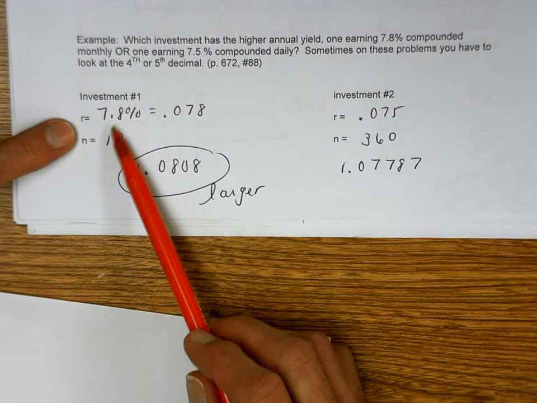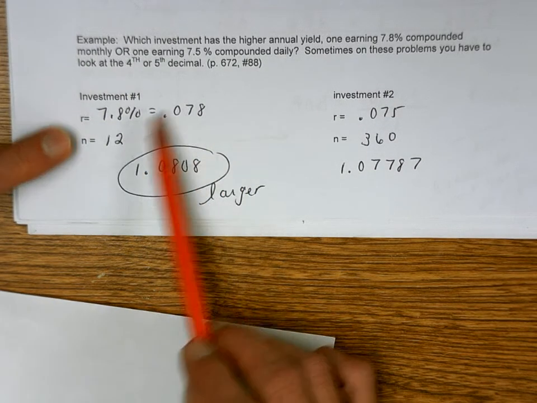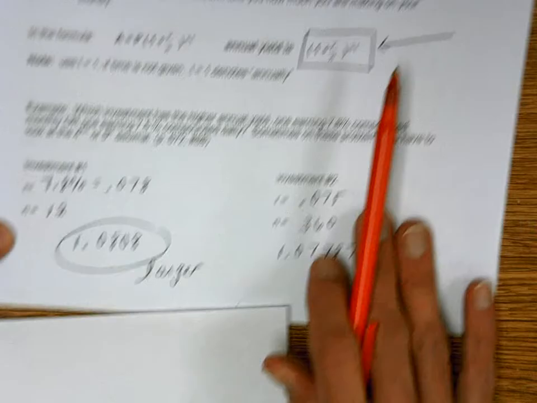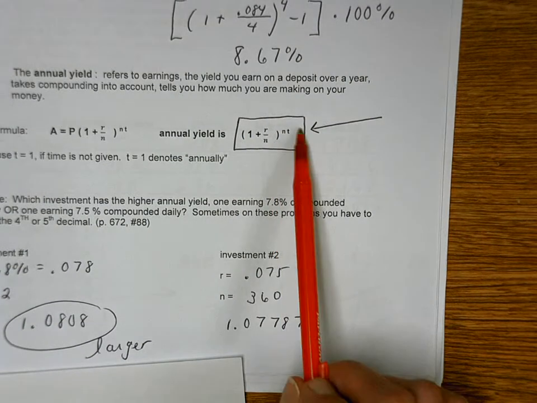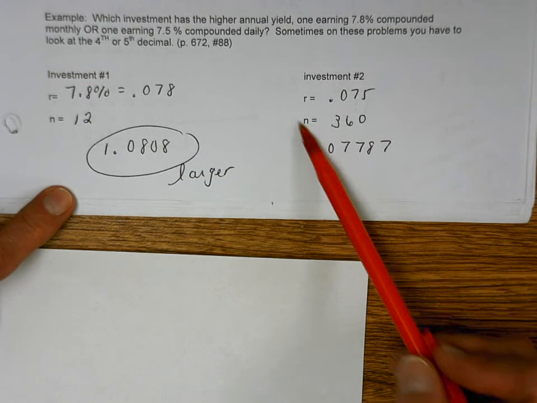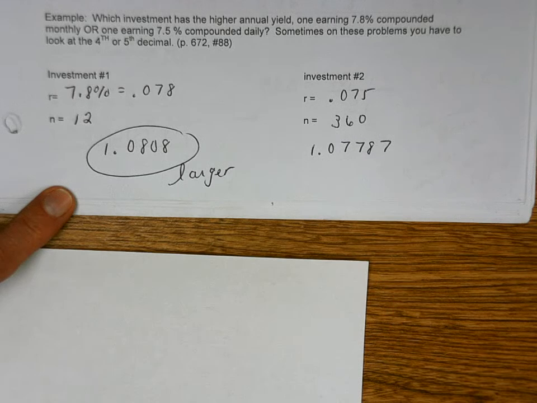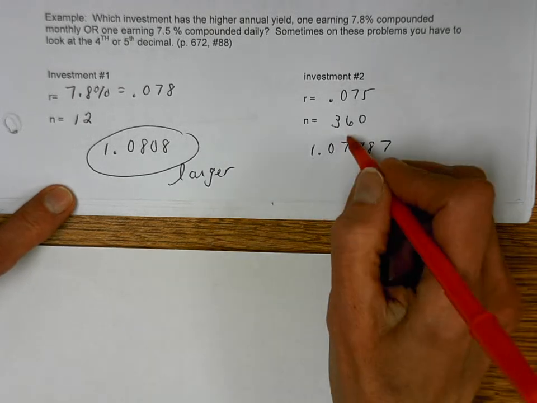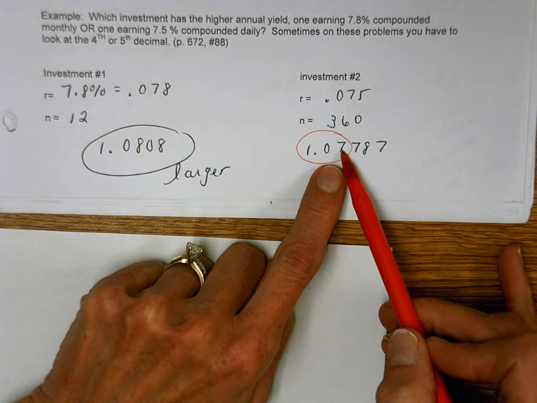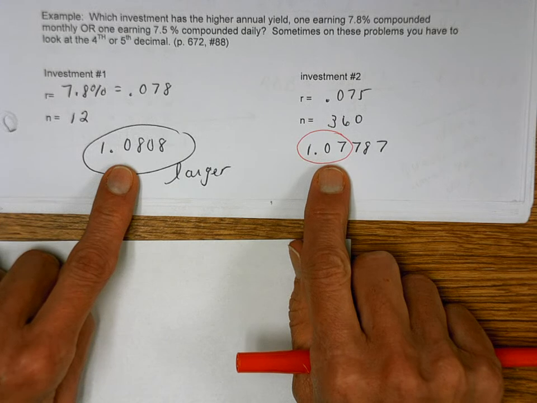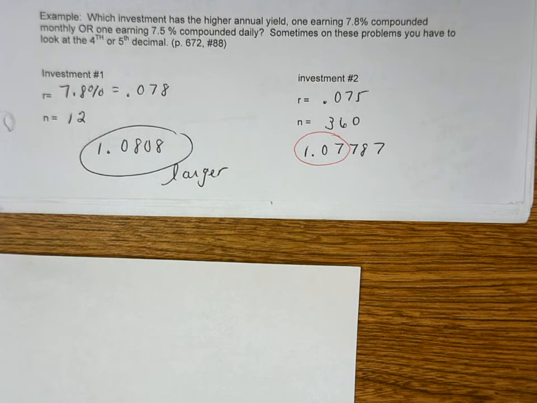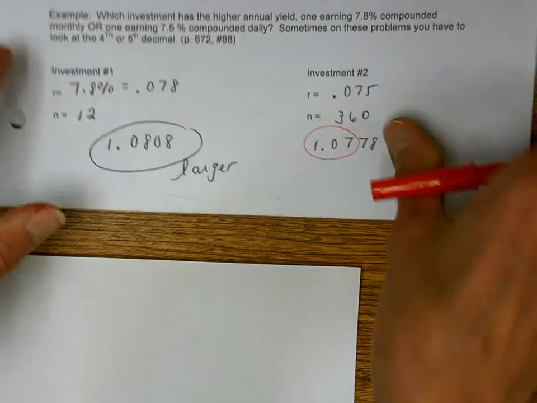Investment number 1, my R value is right here. Monthly is 12. I plugged my R and my N right here, plugged them into this, and I got 1.0808. Took investment 2 and I got 1.0778. Now I will tell you, I've had students in the past say, well, they're equal, because they take this 7 and they round this to an 8 and they go, oh, they're both 1.08, and they're not. So be careful. This one's larger. So watch your rounding.